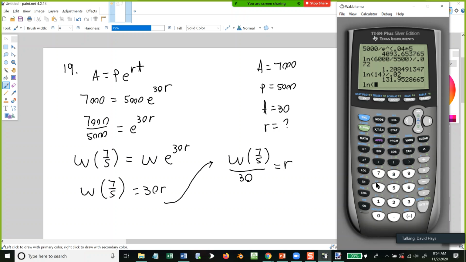So natural log of 7 divided by 5 divided by 30 is 0.0112, and so forth. Again, to change it to a percent, you move your decimal point 2 places to the right, or multiply by 100. Then that would be 1.12%.